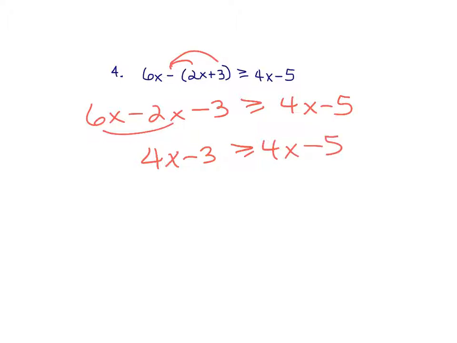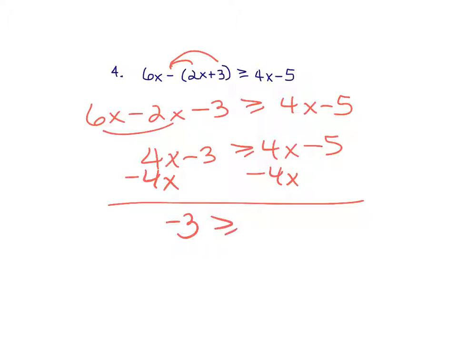Now I can begin trying to group my terms. I'm going to actually move the 4x first. Now at this step, you're going to look at this. Notice my variables are all gone. Now I have to interpret this. Is this statement true or false? It's true. Now if it were false, my answer would be no solution.